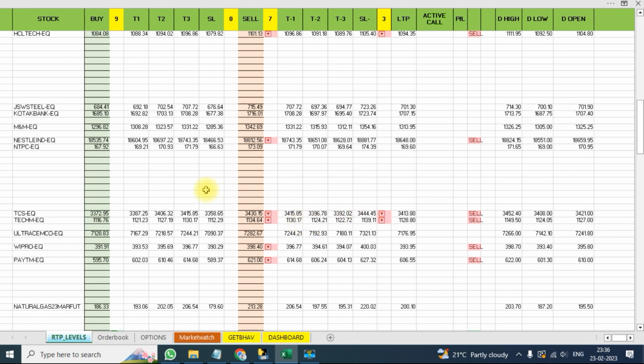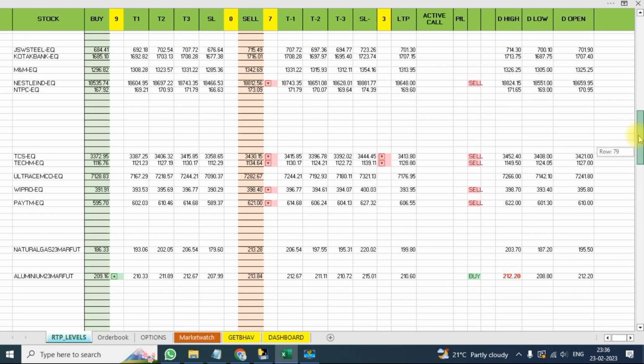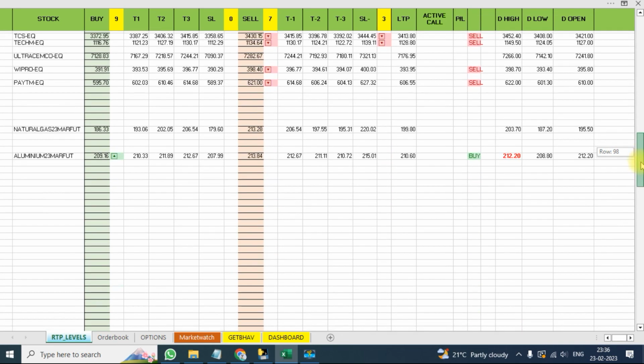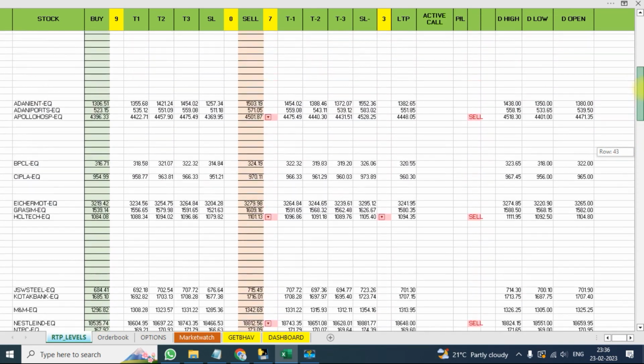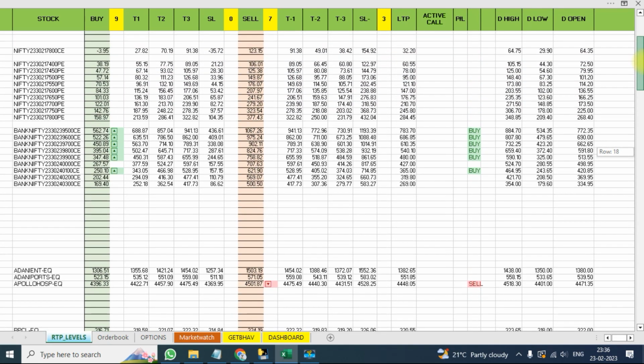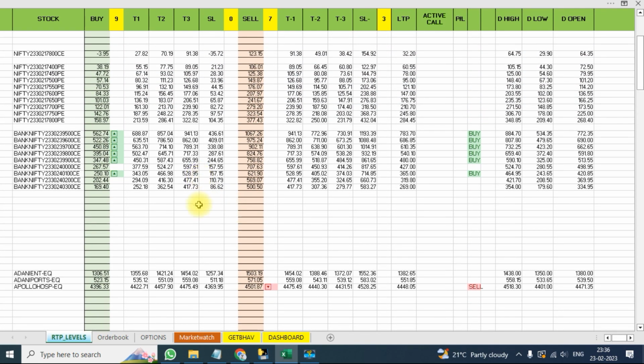Only when the LTP is trading exactly near our buying or selling levels do we have to take the call. You can see this scanner and easily find the stocks that are very near to our buying and selling levels, and enter the stock. In the same way you will get alerts in Telegram. Whichever stock touches our buying or selling levels, you will get the Telegram alert, so that you won't miss the trade.